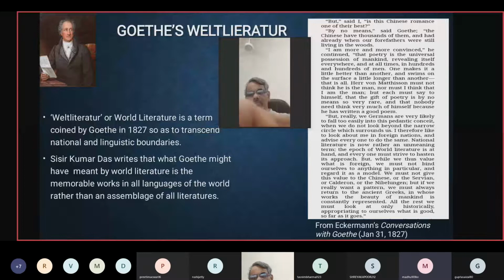That's when Goethe says that the Chinese have thousands of them and had already when our forefathers were still living in the woods. He goes on to say something like, national literature is now rather an unmeaning term. The epoch of world literature is at hand, and everyone must strive to hasten its approach. But while we thus value what is foreign, we must not bind ourselves to anything in particular and regard it as a model. So that is when, on January 31st, 1827, the concept of world literature was first coined by Goethe. And what Sisir Kumar Das has to say is that what Goethe meant is not the sum total of all literatures, but some of the most memorable works.